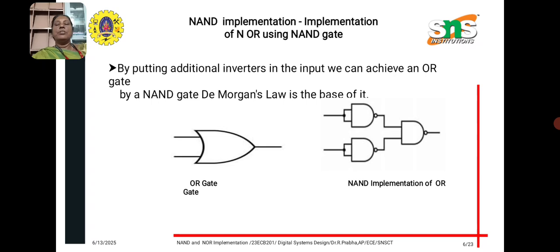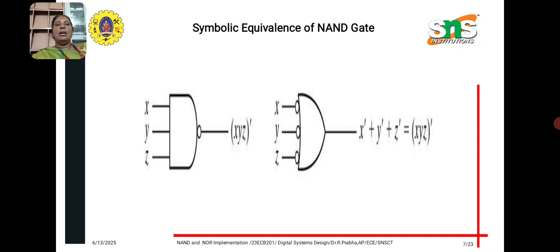Now next is the NAND implementation of the OR gate. We are going to obtain the OR operation from the NAND gate. In order to obtain this, we use two inverters at the input of the NAND gate. It gives the performance of an OR gate, and this is based on De Morgan's law. This diagram is the symbolic equivalence of a 3-input NAND gate. Either we can give a bubble at the output side or at all 3 inputs. The first diagram's operation is XYZ the whole bar. The second diagram's operation is X bar plus Y bar plus Z bar, which is also equal to XYZ the whole bar.